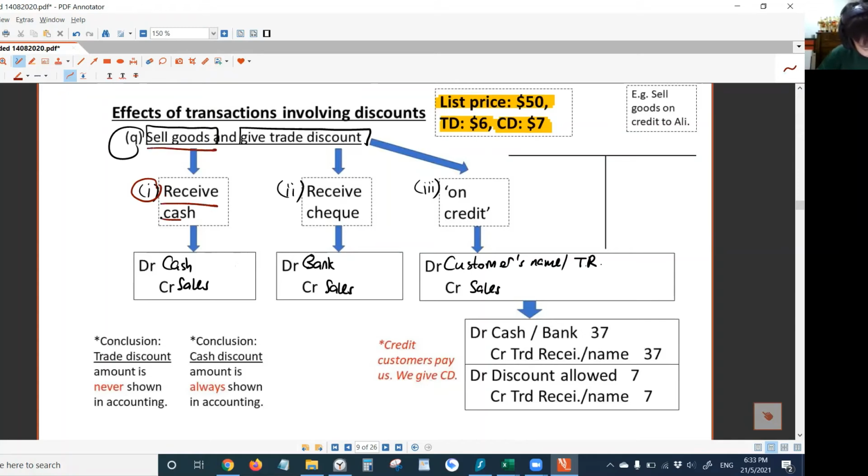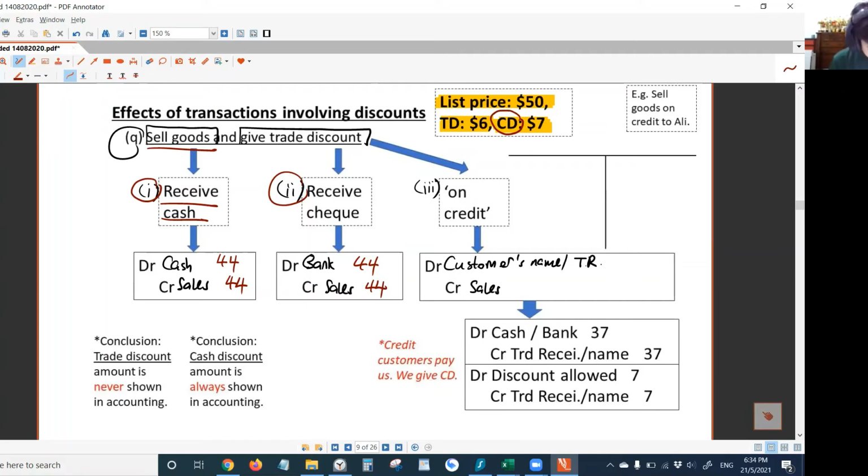Sell goods and receive cash means you receive cash on the spot. And you can only give your customers trade discount, not cash discount. Cash discount can only be given when customers settle on time. So for Q1, customers will not owe you money. So it should be 50 minus 6 only, 44. The same goes for Q2, 44. Because that's the amount of money that you should receive from your customer, only applying the trade discount, $6.